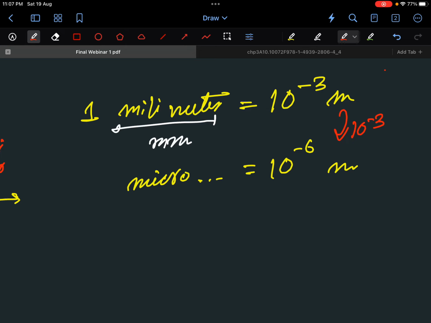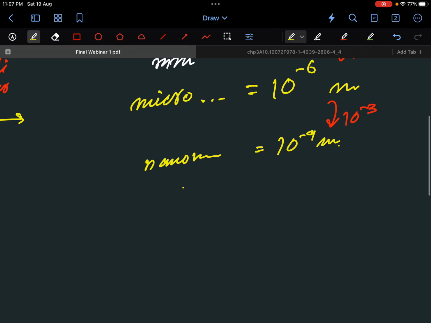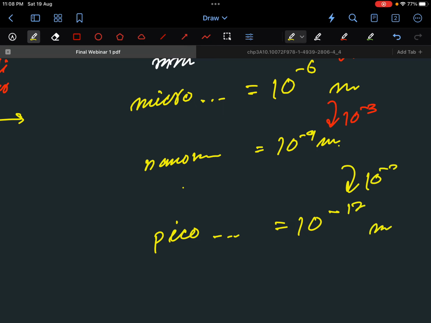Like from micrometer, if I go to the next one, that is nanometer. Nanometer is, again, the jump is 10 to the power minus 3, that is from 6 it will be 10 to the power minus 3, that is 10 to the power minus 9 meter. Okay, so from nanometer, if we again go to picometer, it will be 10 to the power minus, again 9 plus 3, that is 12, 10 to the minus 12. Again the jump is 10 to the minus 3.